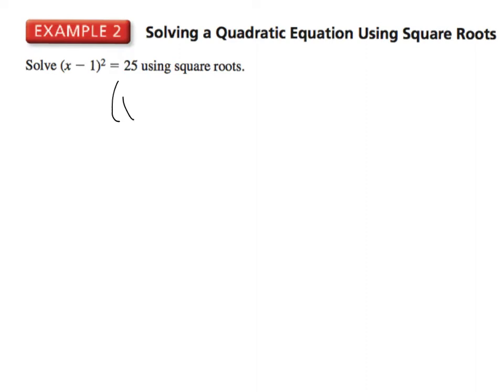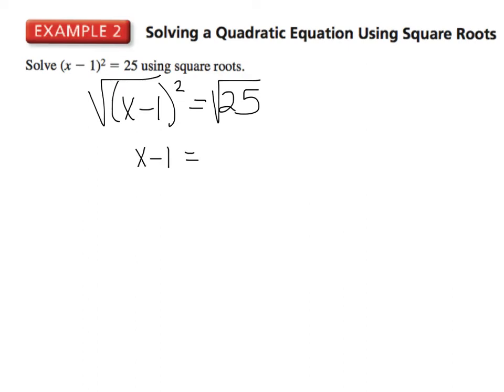Example 2. x minus 1 squared equals 25. If you want, you can take x minus 1 times x minus 1 and factor it and so on. Way too much work. I want to get the x minus 1 squared by itself, which it already is. All I do is take the square root of both sides. That gives me x minus 1 equals positive and negative 5. Now this is where it gets fun. Haha, really fun.